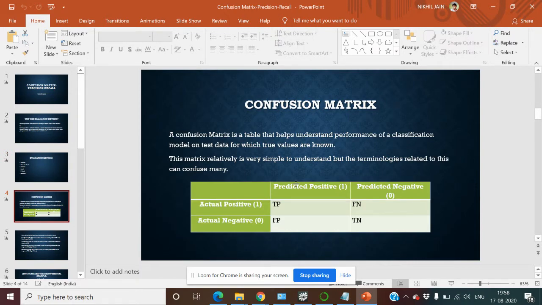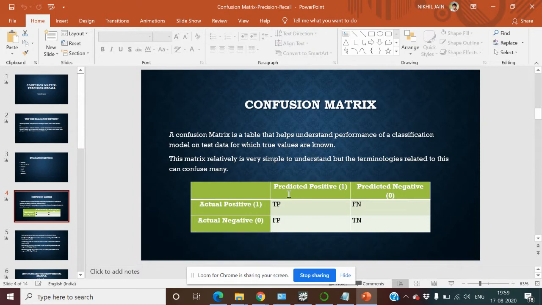A confusion matrix is a table that helps us understand the performance of a classification model on test data for which we already know the true values. It is a table which gives us the understanding of the classification model for which the output is already known. This matrix is very simple to understand, but there are a few terminologies related to it that make it confusing. So let us understand what those terminologies are.